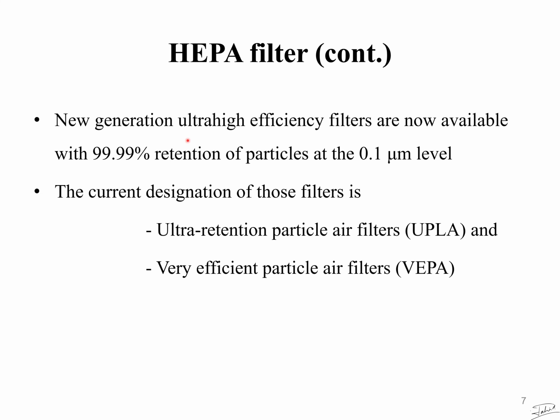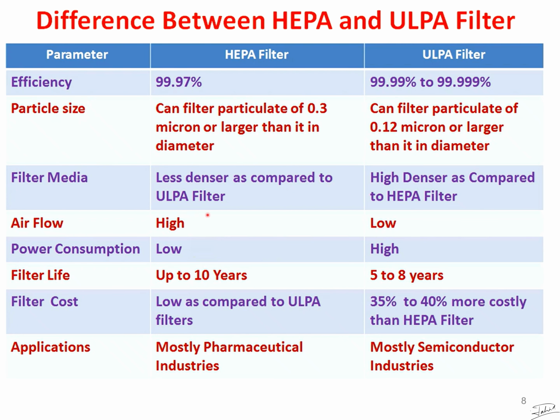New generation ultra high efficiency filters are now available with 99.99% retention of particles at the 0.1 micron level. So these are very efficient. The current designation of those filters is ULPA, ultra low penetration air filter, and another one is VEPA, that is very efficient particulate air filters.